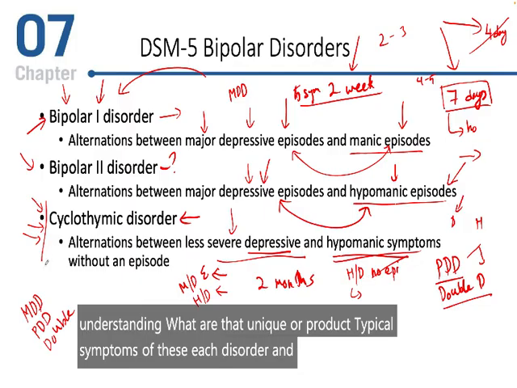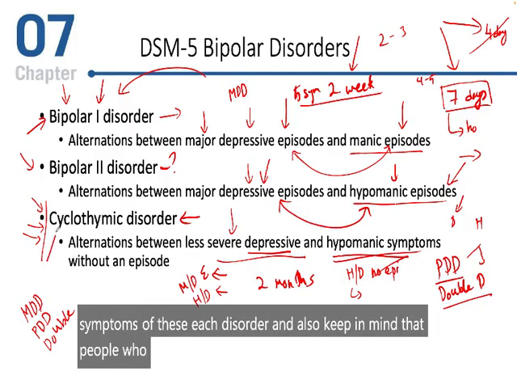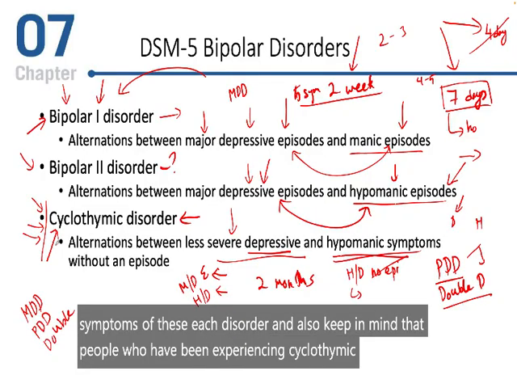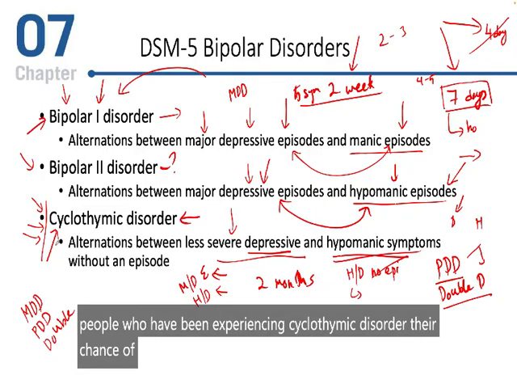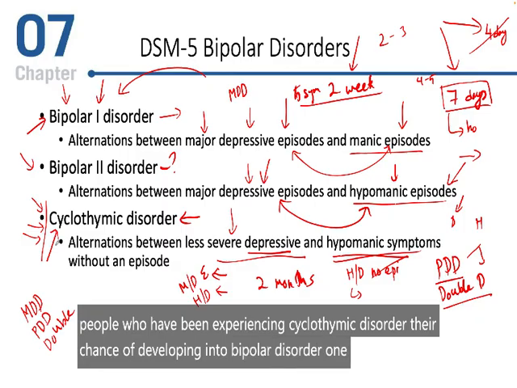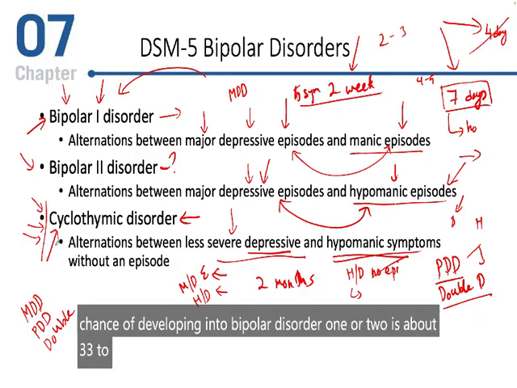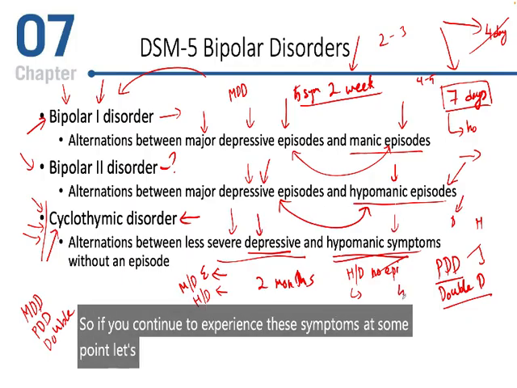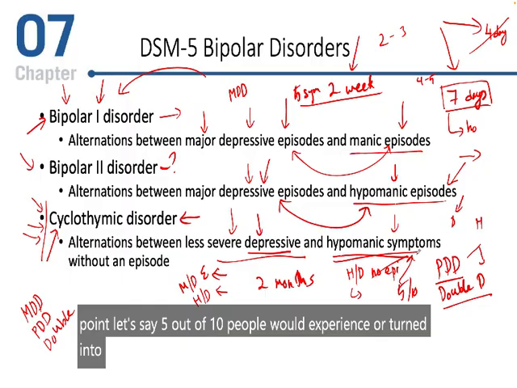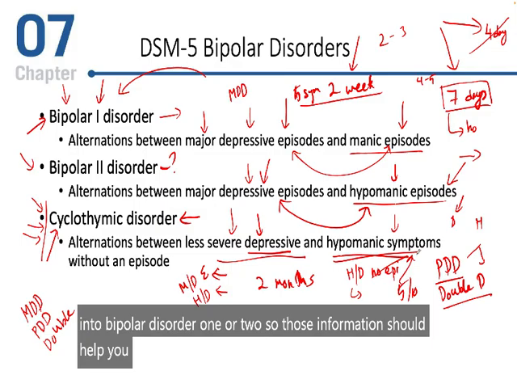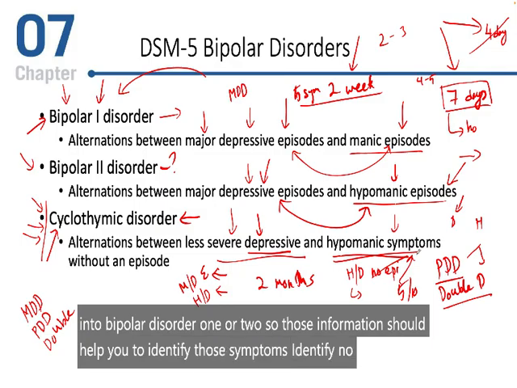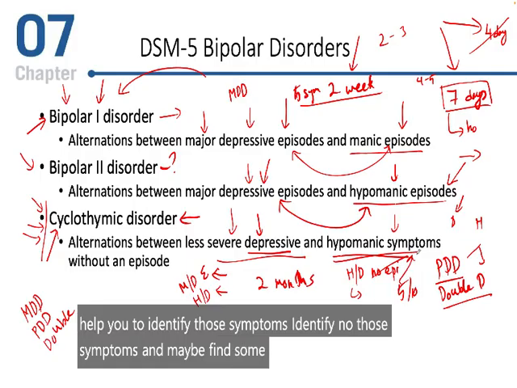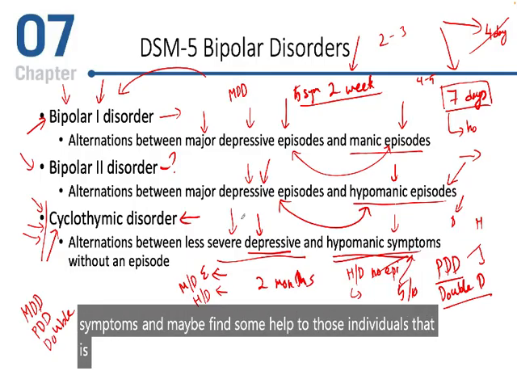And also keep in mind that people who have been experiencing cyclothymic disorder have a chance of developing into bipolar disorder 1 or 2 of about 33 to 50%. So if you continue to experience these symptoms, at some point, let's say 5 out of 10 people would turn into bipolar disorder 1 or 2. So that information should help you identify those symptoms, know those symptoms, and maybe find appropriate help for those individuals. Let me ask you a question here.